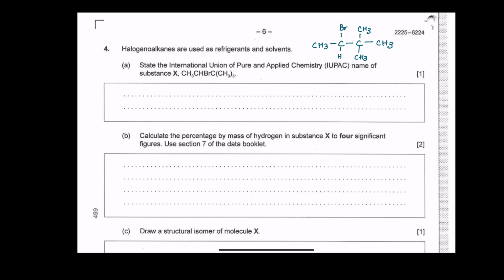Now to name this, we can either number it from the left or number it from the right. In this structure, there are no functional groups, there are only substituents: methyl, CH3, and Br. So two types of substituents are present, and we have to use the lowest locant rule.